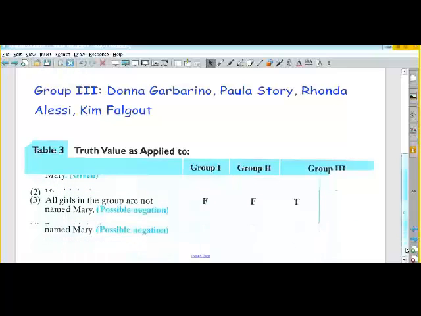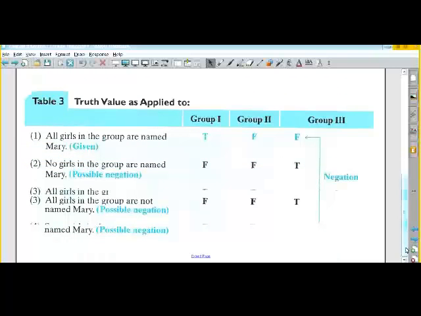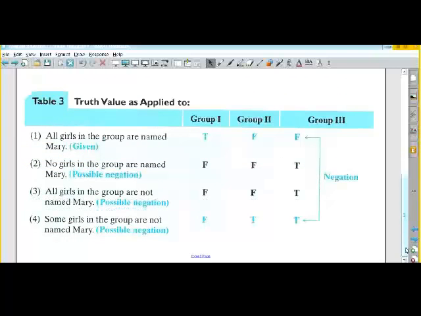So the final one that works is some. So we'll say some of the girls in group 1 are not named Mary. Well, that's false because all of the girls in the group are named Mary, so some of them can't be not named Mary. So that's the first group. This is a false statement. Some of the girls in the group are not named Mary for the second group. Well, that's a true statement because one's named Mary, but 2 of them aren't named Mary. So that makes that true.